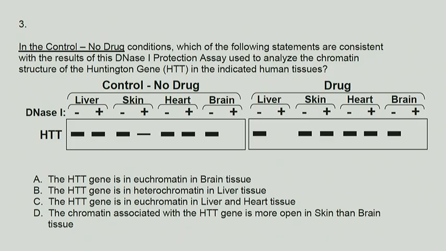So it's a little bit of a phraseology problem here, right? In liver tissue, which implies untreated liver tissue. So in liver tissue where you haven't given it a drug, in regular liver tissue, is it in heterochromatin? The answer is yes, because when you add DNase without a drug, you don't get any degradation of that gene. So it's protected by heterochromatin in ordinary liver tissue.